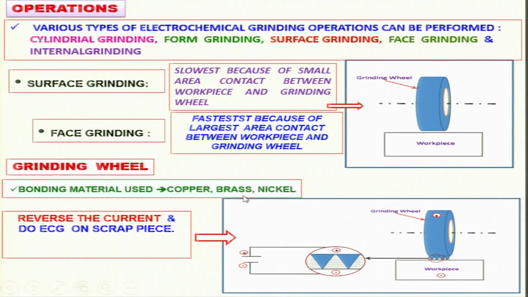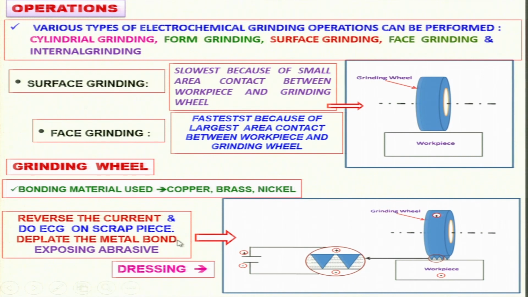Bonding material used is copper, brass, nickel. Reverse the current and the process will do ECG on scrap workpiece. Deplate the metal bond, exposing the abrasives. This is for declogging and dressing the grinding wheel. You can reverse the current, as written over here, so that material is removed from the grinding wheel and worn out abrasive particles are removed from the grinding wheel. Forget about this particular figure, please. Sorry for that.